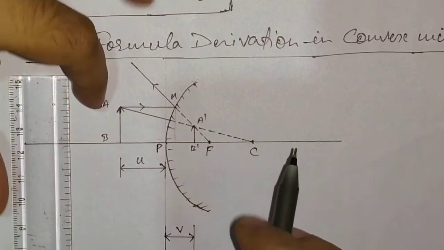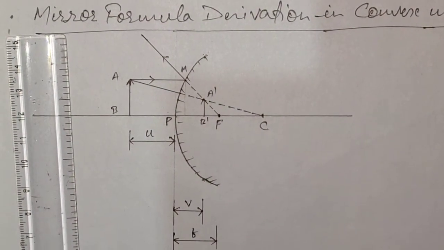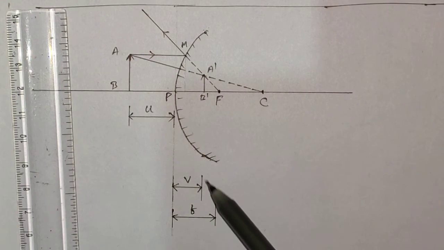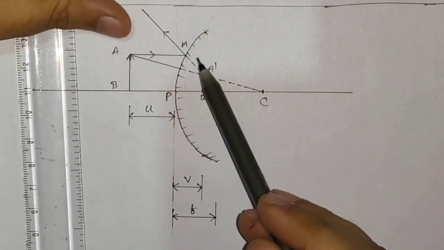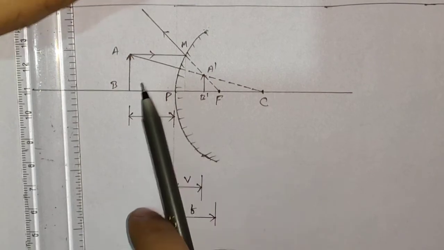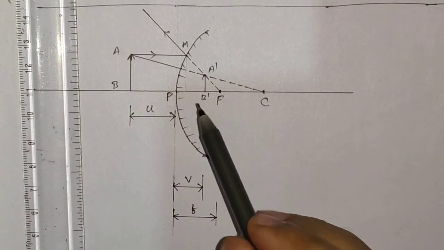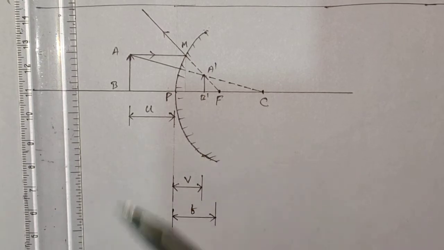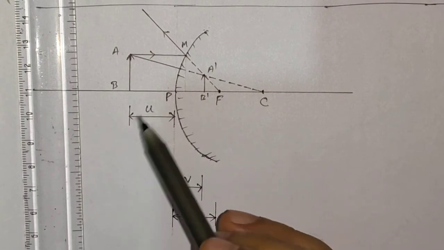Now I have completed the diagram, as you can see in the picture, and I have highlighted it so that all of you can easily see it. This is the convex mirror we have taken. Simply, we are going to apply the similarity of triangles over here. We need to find two similar triangles, and then use their sides in proportion. We know this concept of similar triangles from mathematics, and we are just going to employ that.